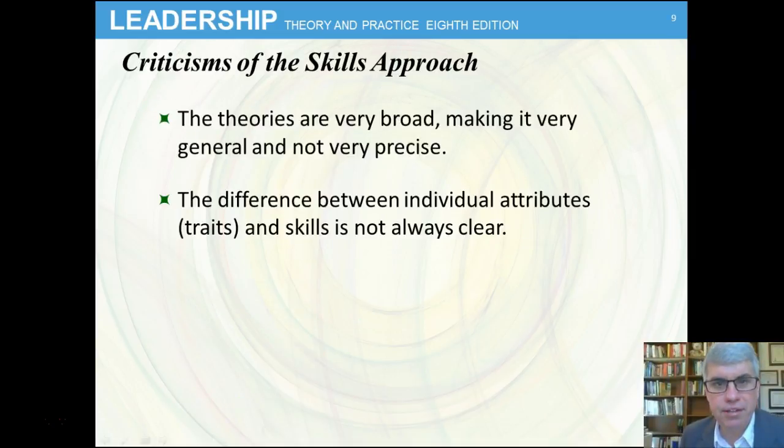Now, there are also some criticisms of the skills approach. First of all, the theory is really broad, making it very general and not very precise. It applies pretty much to everybody, not just leaders. For excelling in your job, it's a good model to describe things. And also another issue is that the difference between individual attributes, traits, and skills is not always very clear and is not as distinct as we would like them to be.